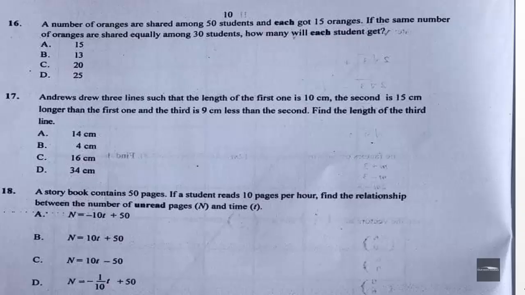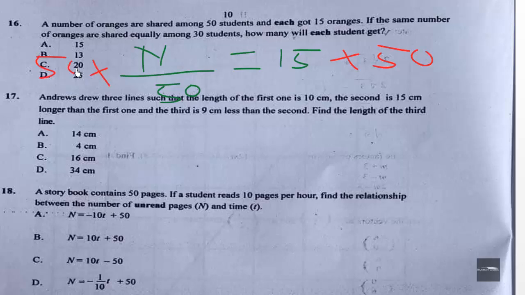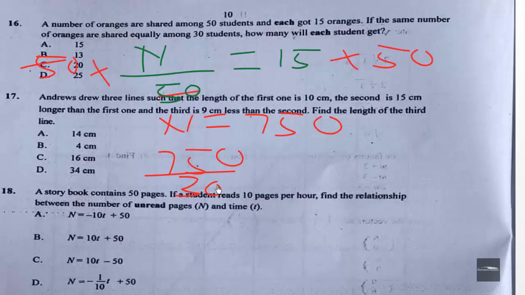Question number 16. A number of oranges are shared among 50 students and each got 15 oranges. If the same number of oranges are shared equally among 30 students, how many will each student get? So the total number of oranges shared will be equal to 15 times 50, which is 750. Now let's divide 750 by 30, and this will give us 25. So each will get 25.